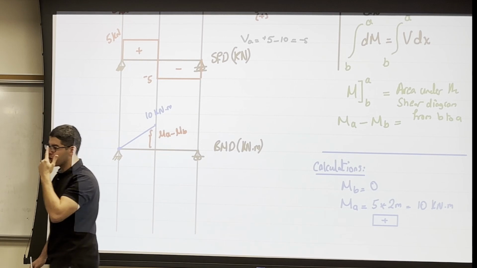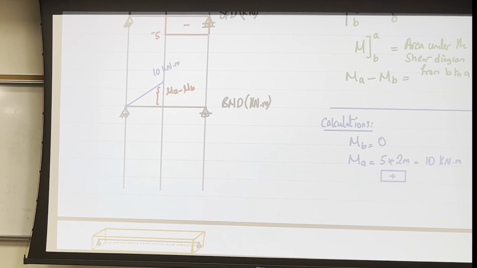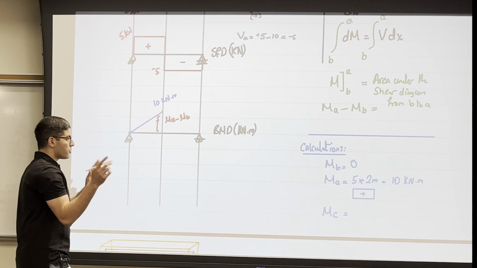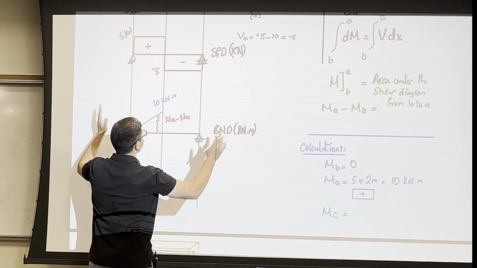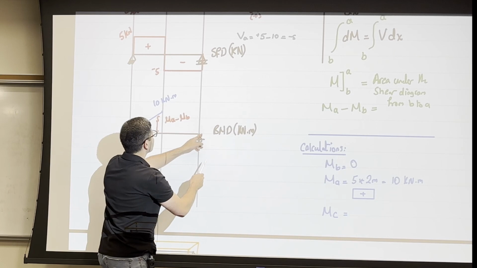So now let's continue. I named the very first point B, this point in the middle A. Let's name this C, and now I want to find the M at C. So what should you do? You will also continue summing the area under the shear diagram. But remember, first of all, this method of summing the area only works from left to right. So I don't want anyone to start summing the area from right to left. No, you always have to start from left to right. And if I want to find the moment at a point, you need to sum all the areas from the left. So what I want to do now is sum the area from the left.